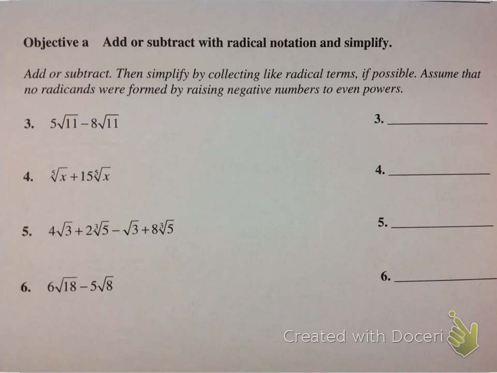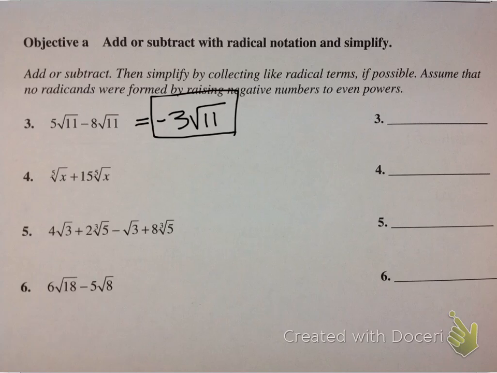Now radicals work the same way as variables do. So as long as their indices are the same, and in this first one they're both square roots, and their radicands are the same, which both of them are 11, we can combine them. So when I combine them, I have 5 square root 11 minus 8 square root 11. You work with the coefficients, which would be 5 minus 8, and we're going to get negative 3 square root 11.